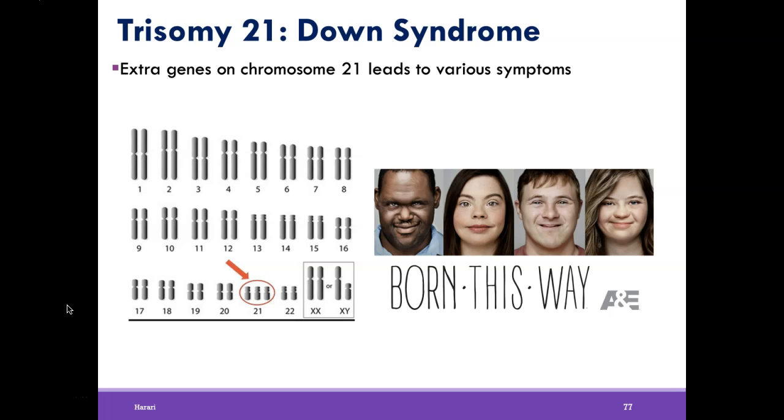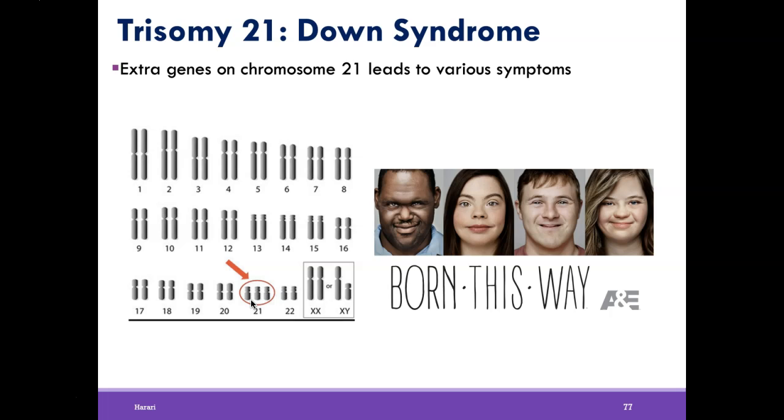So as a result of non-disjunction, it is possible for a sperm or egg cell to have an extra copy of chromosome 21. And what that can mean is that when sperm and egg come together, the zygote will have 3 copies of the 21st chromosome. So that's called trisomy, tri for 3, trisomy 21. Having an extra copy, trisomy 21, is the most common cause of Down syndrome.